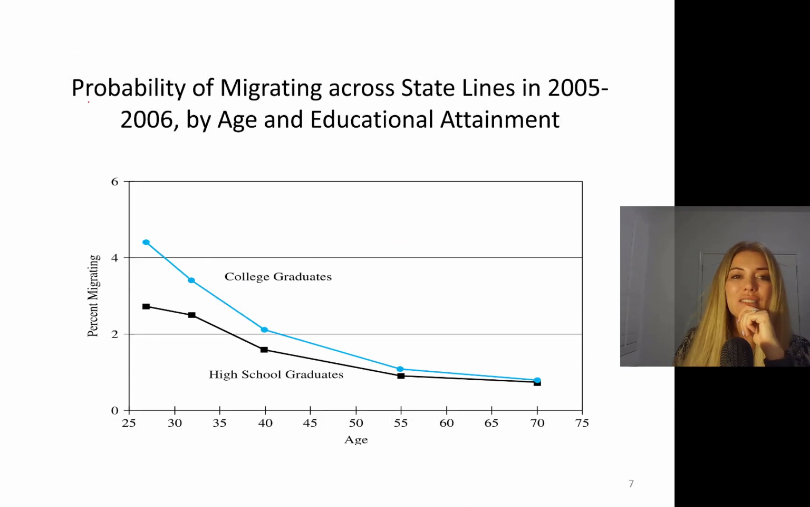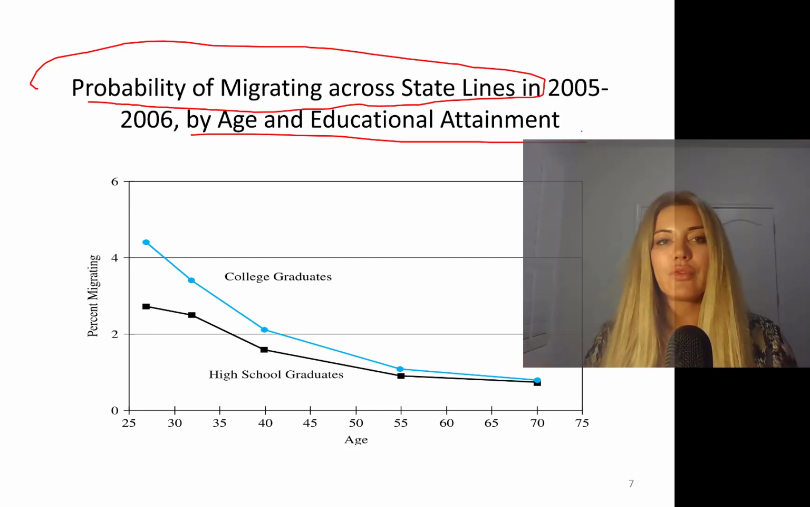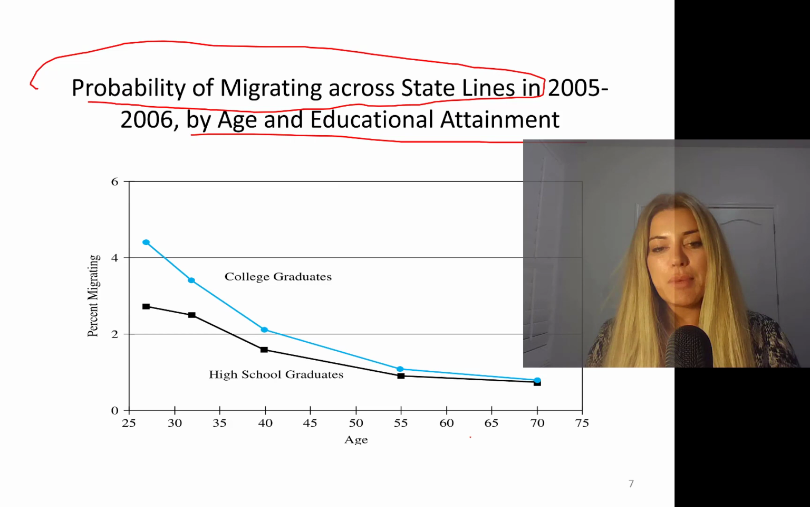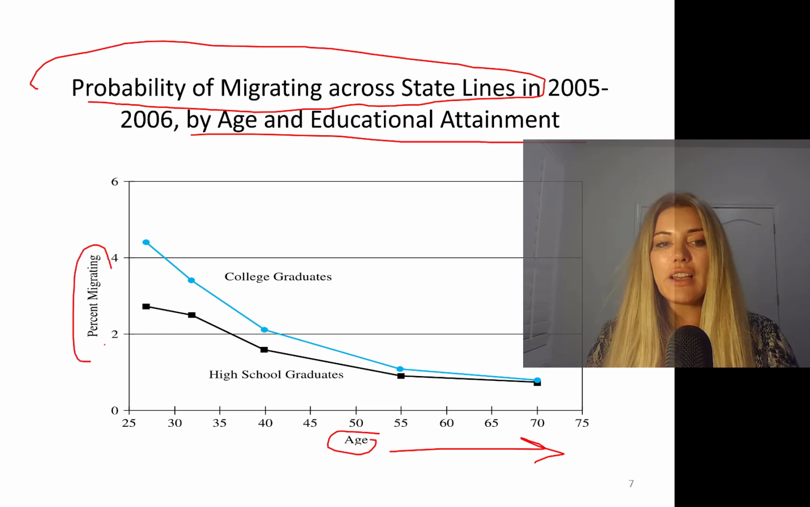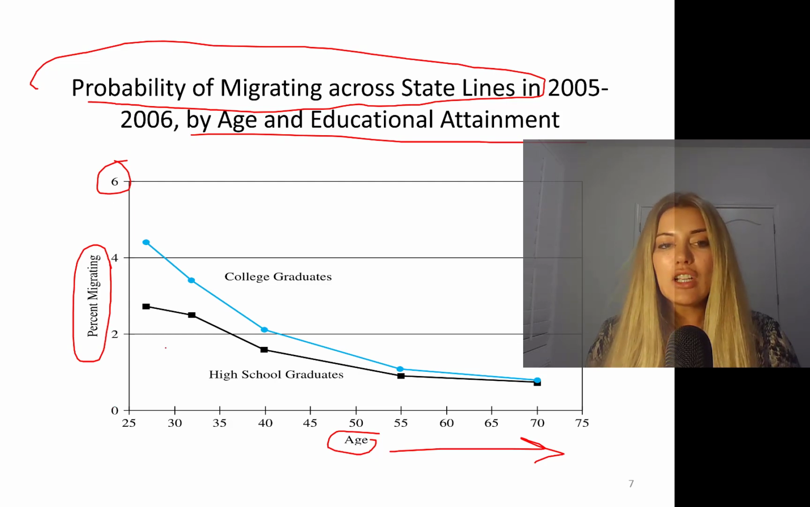So let's see this graph. This is the probability of migrating across state lines in 2005-2006 by age and educational attainment. So as you can see here, as people age, as they get older, right, this is the age, they're less likely to migrate. Y-axis is the probability of migration. So 6% here, right, 4%, 2%. So youngest people have the highest likelihood of migration.